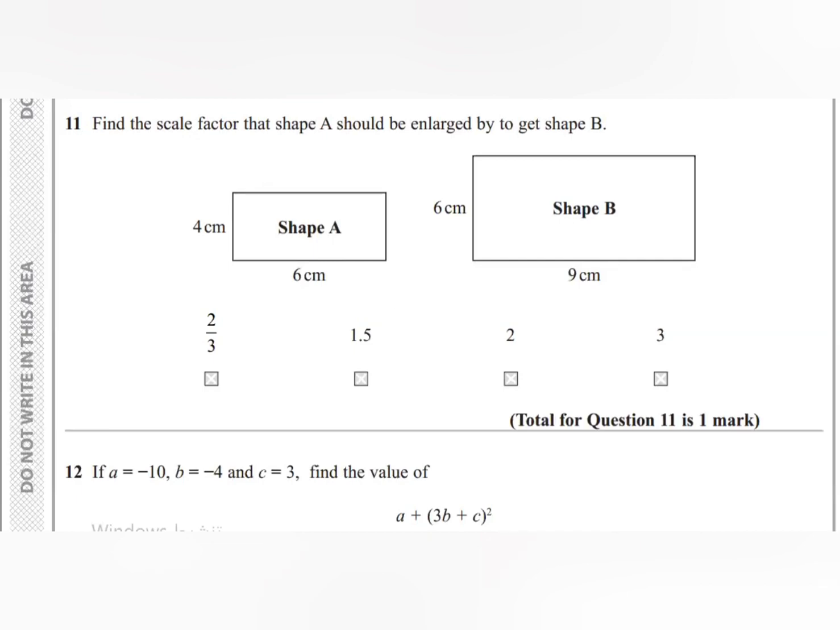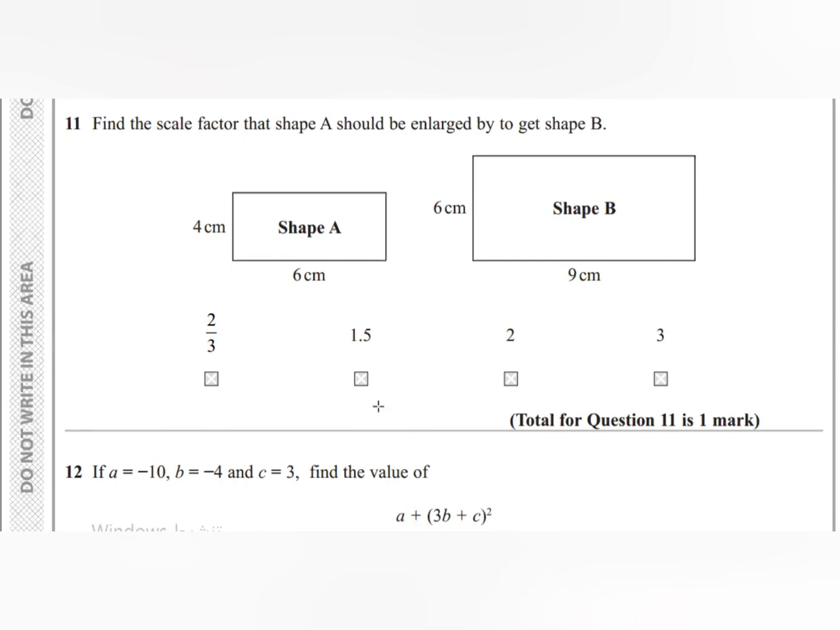And for bigger shapes, it means the scale factor is not a fraction. So it's not going to be 2 over 3 because 2 over 3 is a fraction. And remember, not an improper fraction. We're talking about simple fractions here. So it's not a fraction. Now let's check which one of these will be the answer.